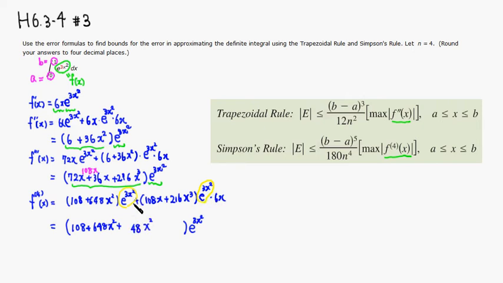And 6 times 6 is 36. Then 6x times 216x cubed: x times x cubed is x to the 4th, and 6 times 216 is 1296x to the 4th. So that's the fourth derivative.